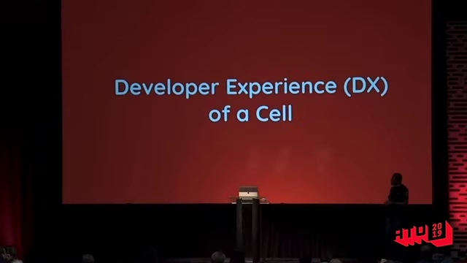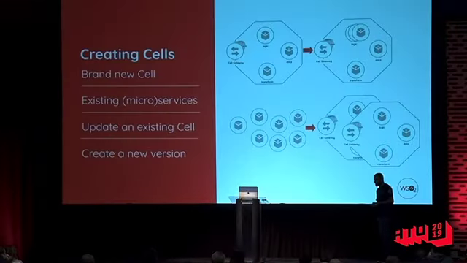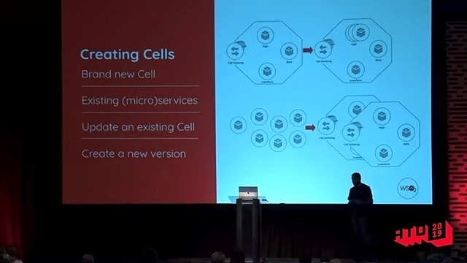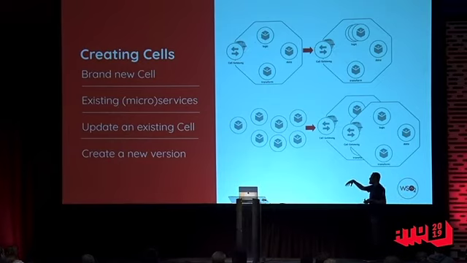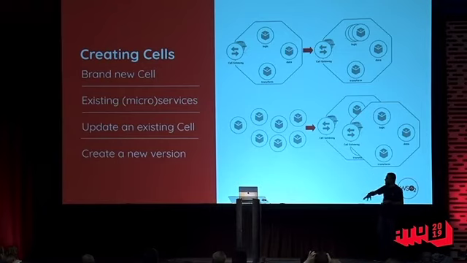Then the developer experience of a cell, because that's the key. It can come as an architecture pattern, but developers have to be productive in this pattern. So we identified different kinds of scenarios. First thing, a developer might start a brand new cell and start adding components to that. But in most cases, if you have a set of microservices, you will pick those services, group them, and then put them into a cell.